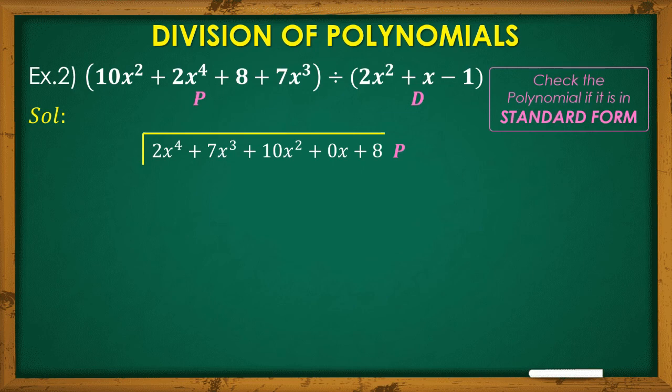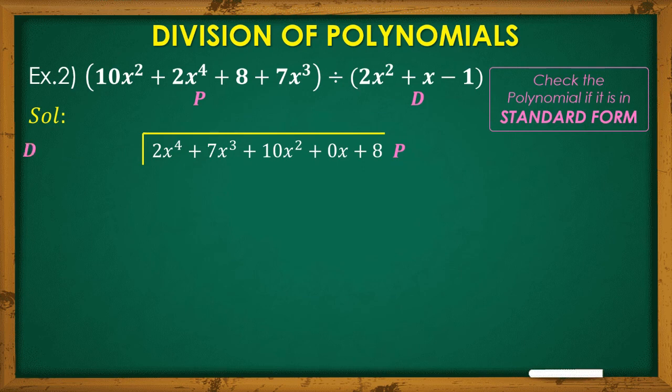So, ang standard form ngayon ng ating dividend is 2x raised to 4 plus 7x cubed plus 10x squared plus 0x plus 8. Wait, bakit may 0x? Dahil may nawawala tayong term or power of 1. So ito din ang kailangan nating tandaan when we are writing the standard form in division of polynomials. Kapag may nawawalang power, bibigyan natin siya ng 0 coefficient. Kung nawawala si x squared, 0 ang kanyang coefficient. Kung nawawala si x cubed, 0 ang kanyang coefficient. Gagawin lang natin ito kapag nawawala yung mga nasa gitna na power.